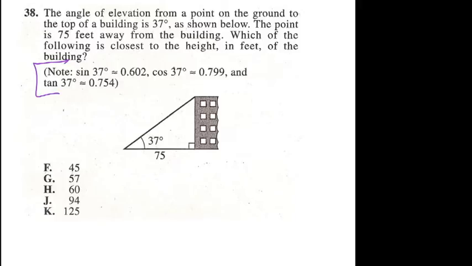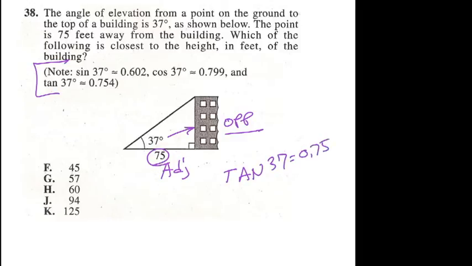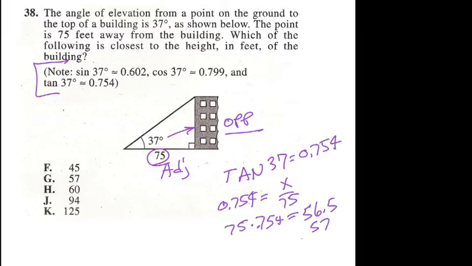So the first thing we do is go to the angle 37 degrees. Across from it is opposite. This is adjacent. So what did they give us? They gave us the adjacent. What do they want? Opposite. So we know we're using the tangent function. So tangent of 37 is equal to 0.754. So now we would say 0.754 equals x over 75, multiplied by 75, times 0.754 equals 56.5, which is 57. Making G the answer to 38.